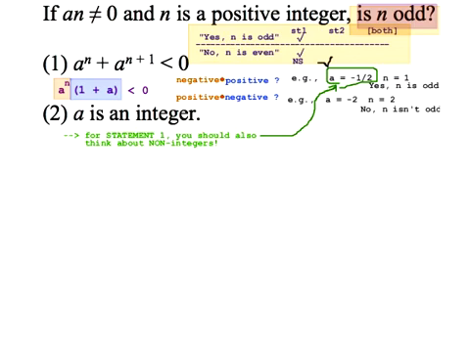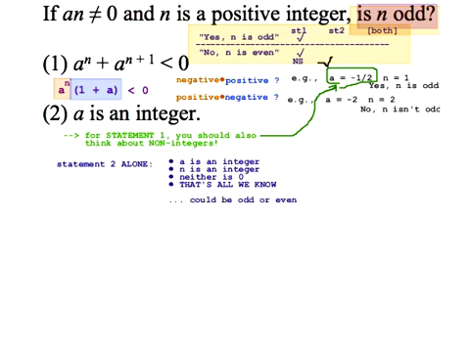If all you have is statement 2, just that alone, then we have that a is an integer, and that n is an integer. And then the product is not 0, so neither is 0. That's all we know. So it definitely could be either way. That's going to go both ways for sure. So that's not sufficient.